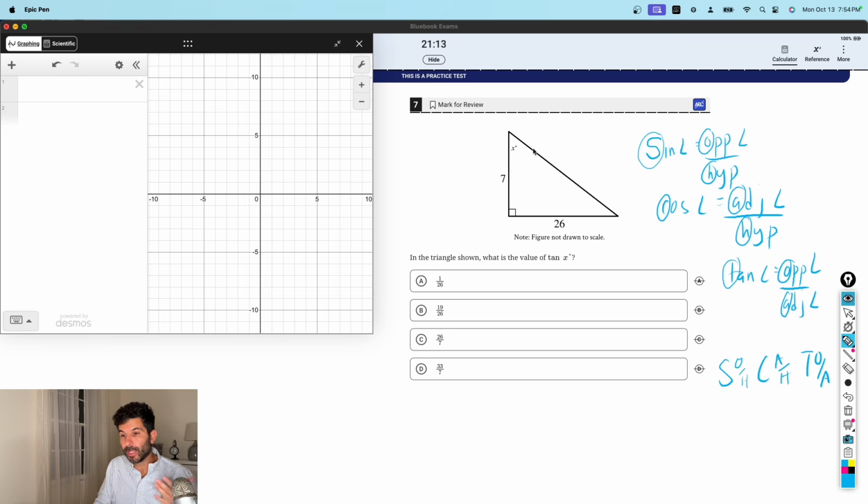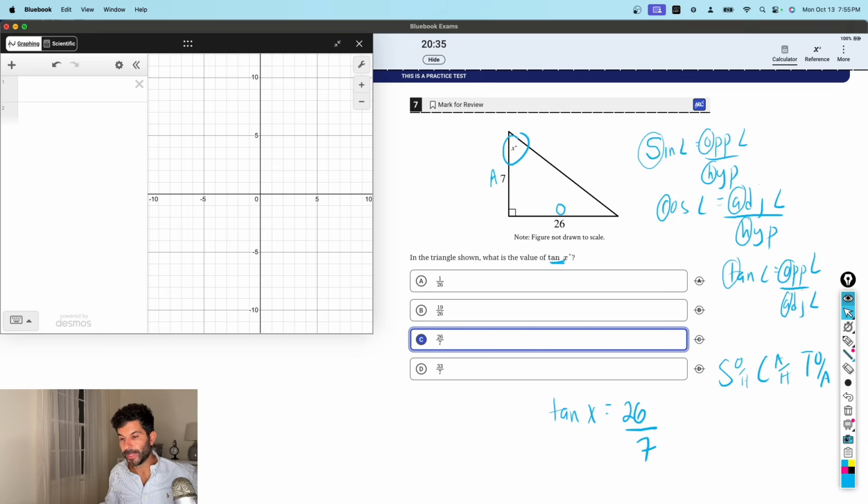So we are looking for here, guys, tangent of x. What I do is I circle the angle that we're looking at, and then I want to identify what the 26 is and what the 7 is in regards to that angle. Meaning the 26 is opposite and the 7 is adjacent, okay? So which of those ratios has an O and an A? It's going to be tangent, okay? Which is why it's asking you for tangent. So tangent of x will be equal to opposite, which is 26, over adjacent, which is 7. That's going to be choice C, and that's my answer.